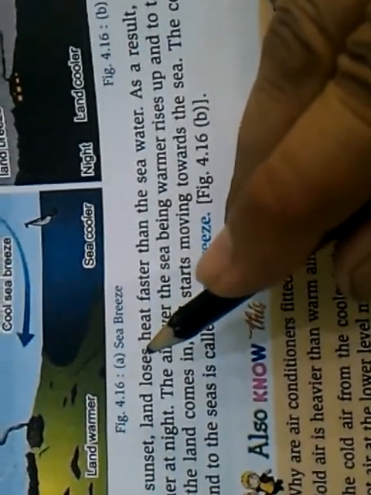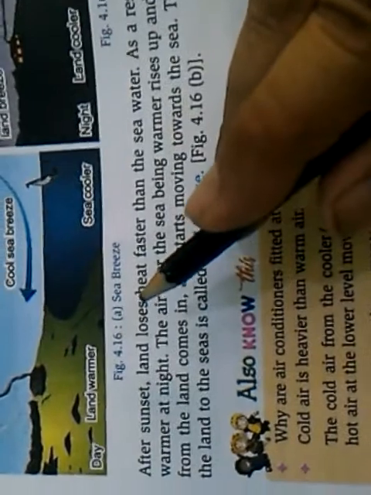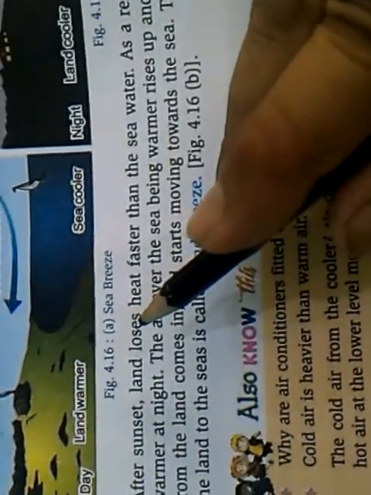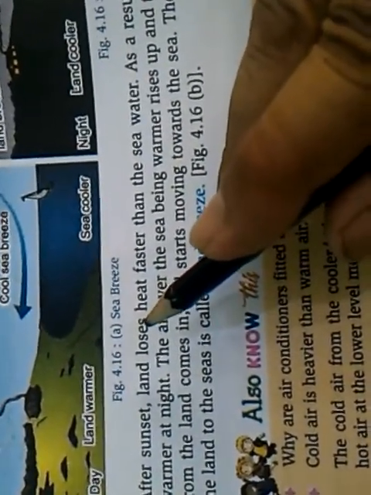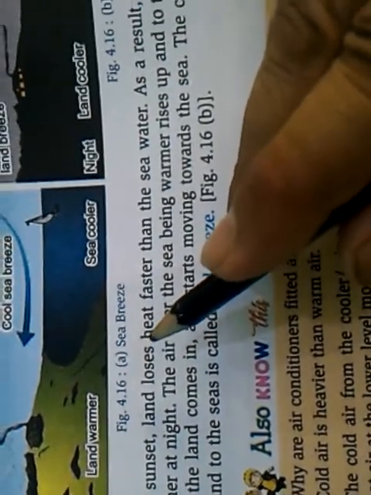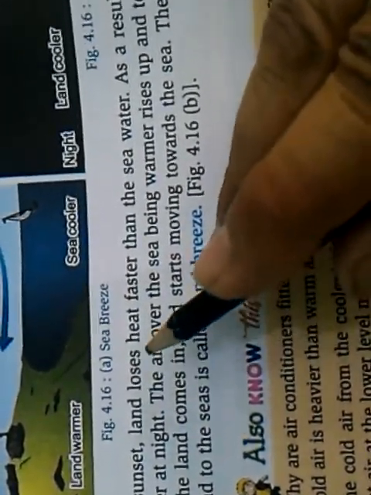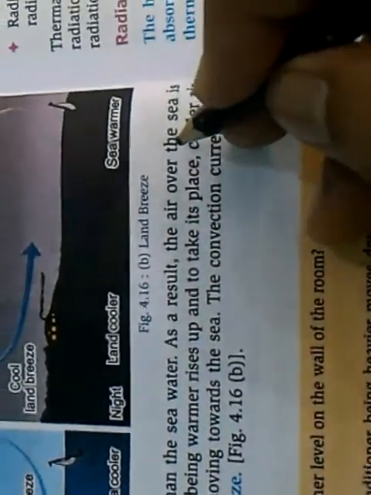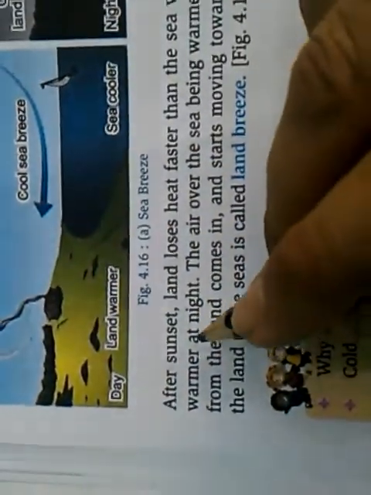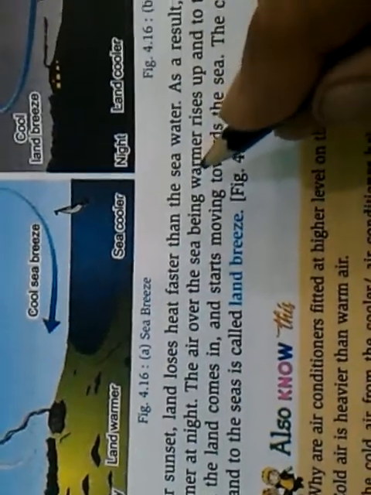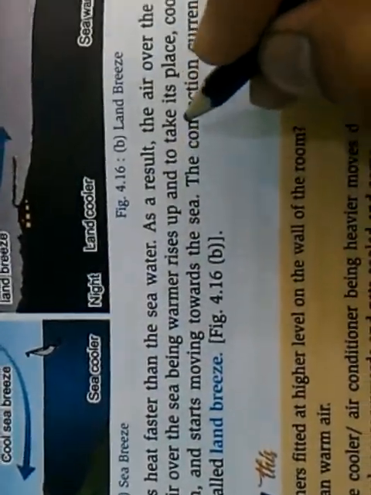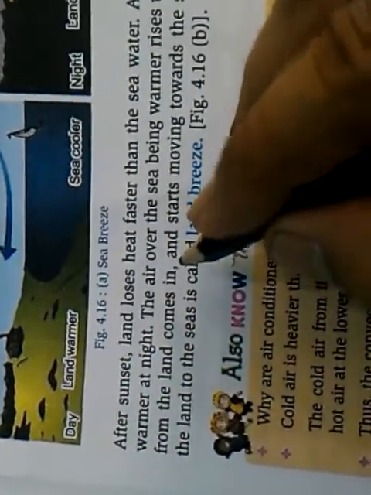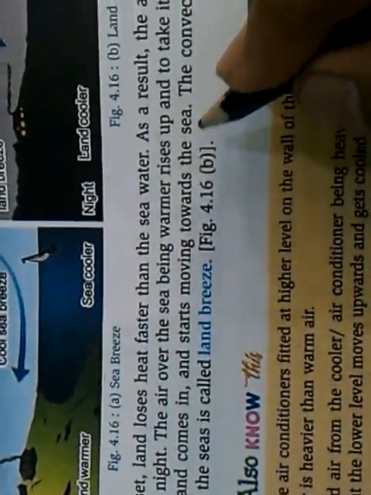After sunset, because land gets hot quickly, it loses heat as quickly. This is the quality of any substance: those substances which get heated easily, they get cool easily. That's why land loses heat faster than the sea water. As a result, the air over the sea is warmer at night. The air over the sea, being warmer, rises up and to take its place, cooler air from the land comes in and starts moving towards the sea.